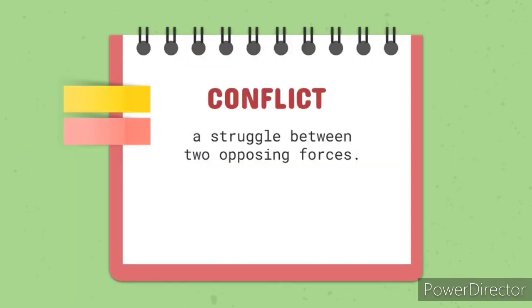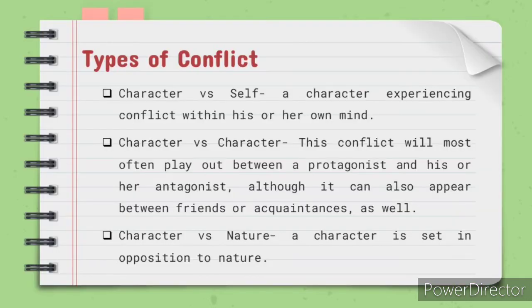Conflict, a struggle between two opposing forces. Types of conflict. Character versus self. This type of conflict is pretty much self-explanatory, with one person struggling for victory over another. A character experiencing conflict within his or her own mind.